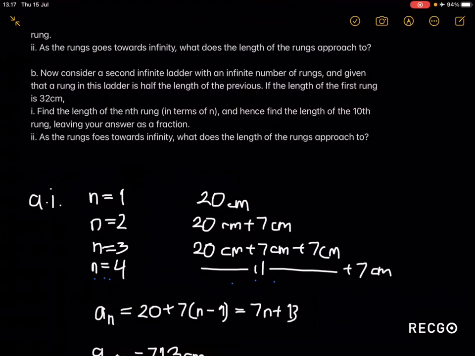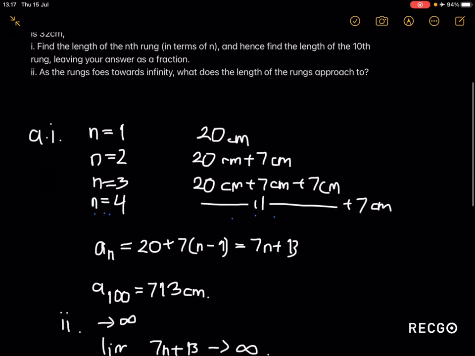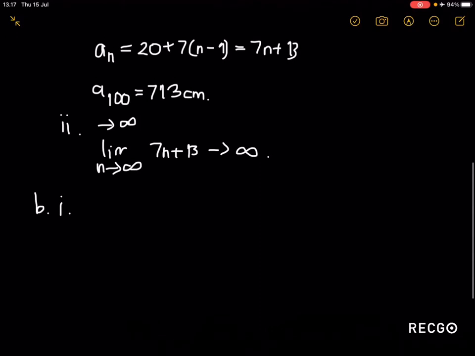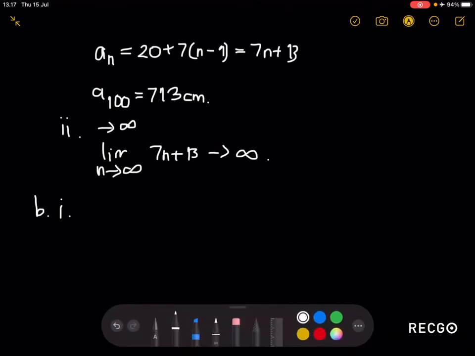For part B, we consider a second infinite ladder with, again, an infinite number of rungs. Instead, we're given that a rung in this ladder is half the length of the previous one, and that the length of the first rung is 32 centimeters. First, we need to find the general form of the length of the nth rung. Let's say b_n is the length of the nth rung.